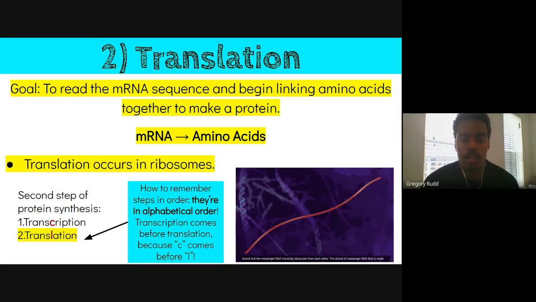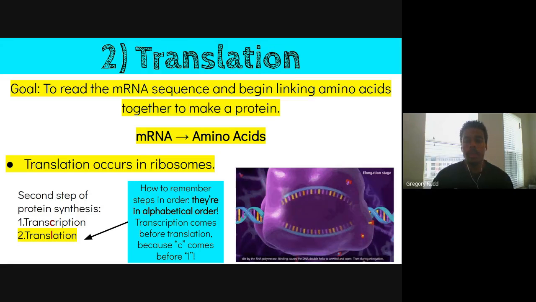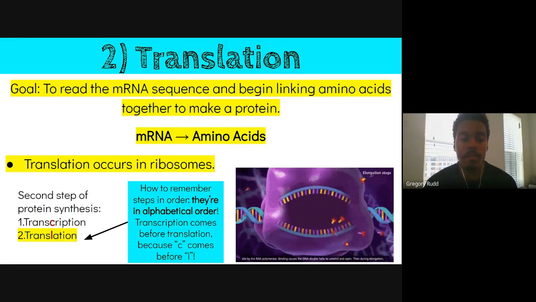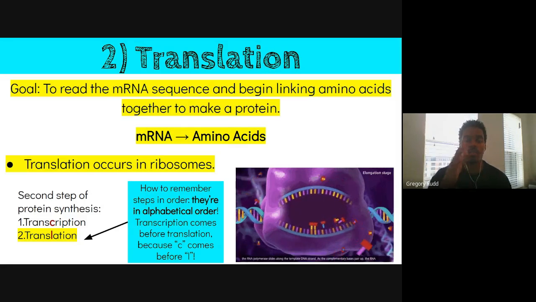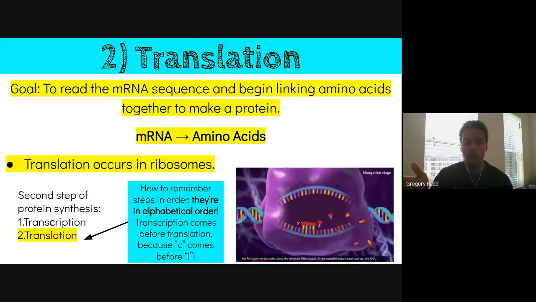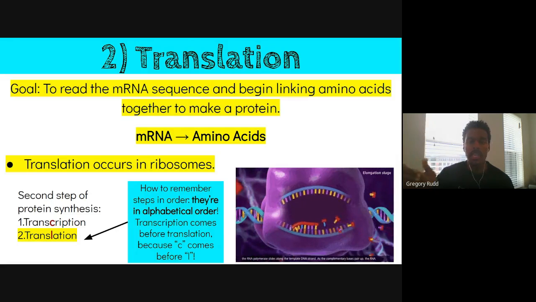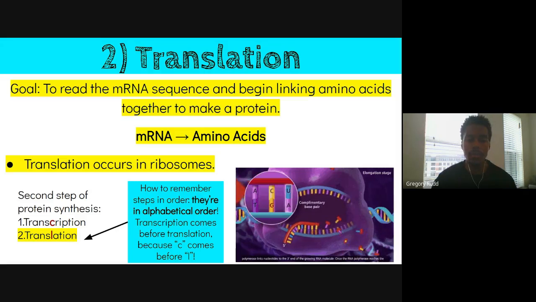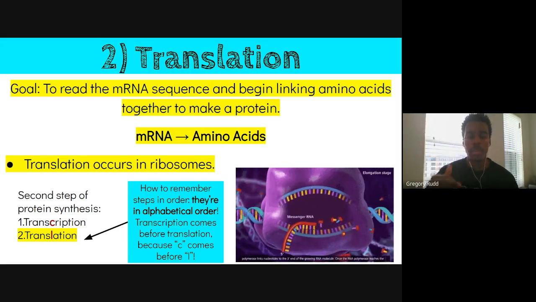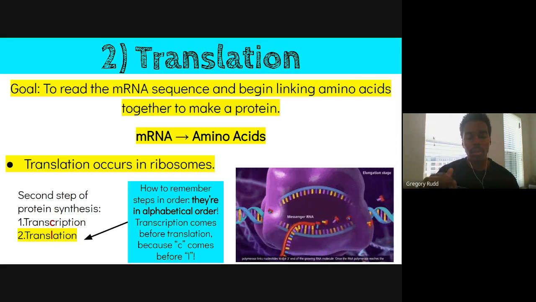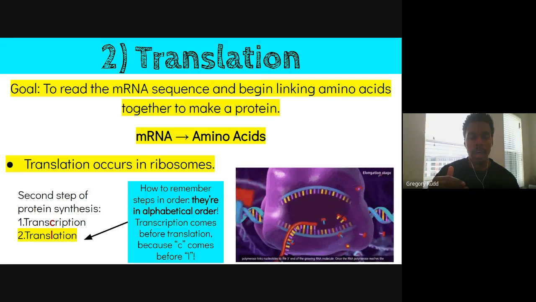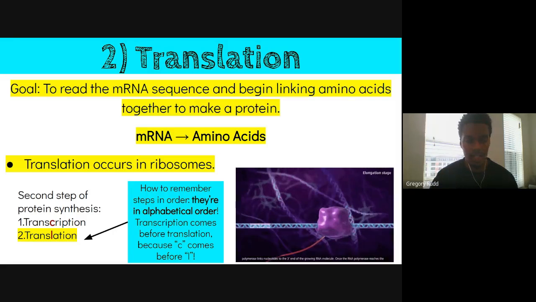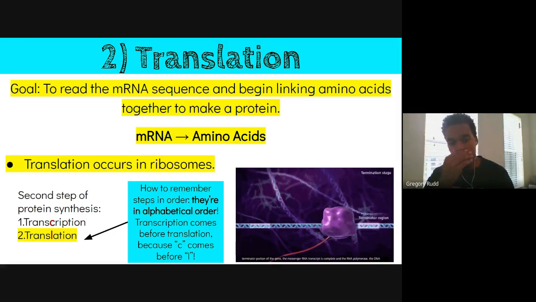Now, it's important to remember that transcription happens before translation. Transcription is going from DNA to mRNA, and then translation is taking that mRNA and going to amino acids. Transcription happens first. We can remember this because the words are in alphabetical order. Transcription is alphabetically before translation because C comes before L.